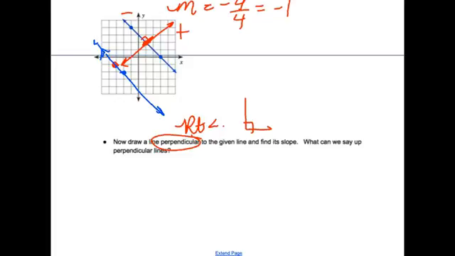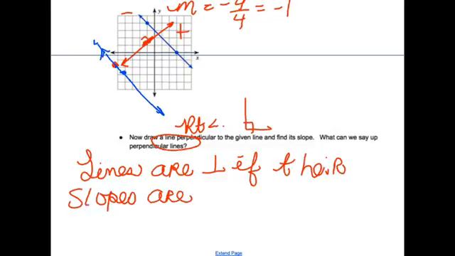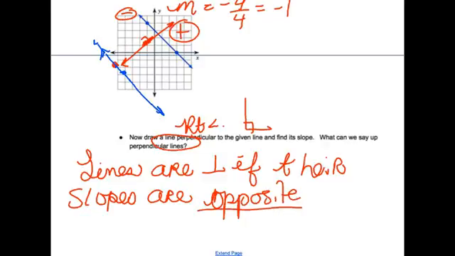Lines are perpendicular if their slopes are, first of all, I just figured out that they have to be opposite. In order to cross like that, if one's going up, the other one's got to go down. So if their slopes are opposite, I should write that in another color, but let's underline it. So first of all, they have to be opposites.